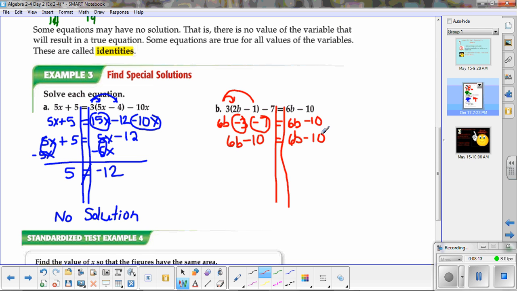Now this time, if you go and subtract the 6b from both sides, the 6b's will disappear on both sides and you'll have negative 10 equaling negative 10, which is a true statement. If that happens, this is going to be true for all numbers. It doesn't matter what we plug in for b, we are always going to get something that works out to be equal on both sides.